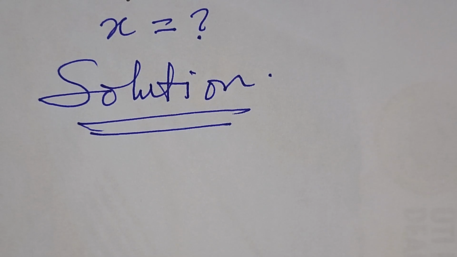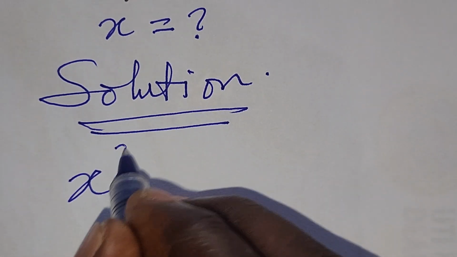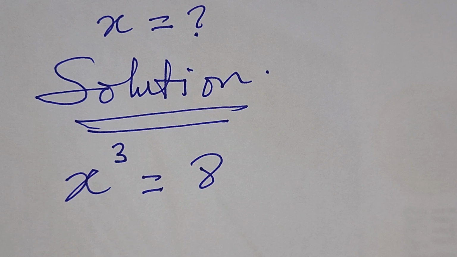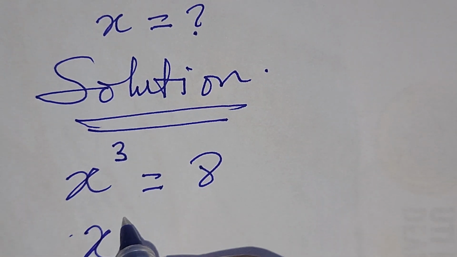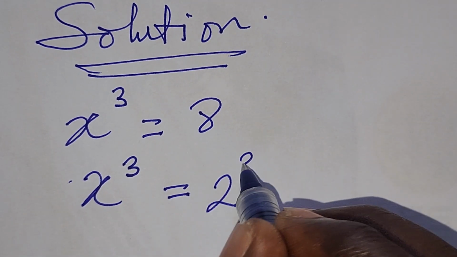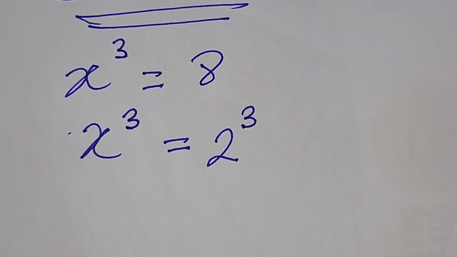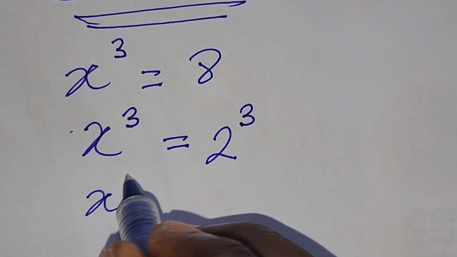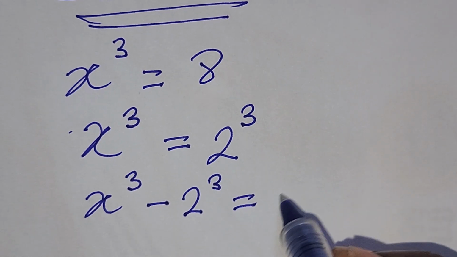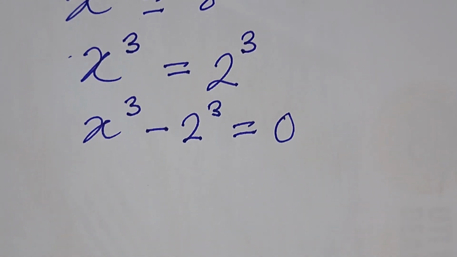All right. So the question is just x to the power of 3 equal to 8. Now I can rewrite it in base 2. In other words, we can have this as x to the power of 3 equal to 2 to the power of what? 3. As easy as ABC. So move this to the side of the equation. So this gives us x to the power of 3 minus 2 to the power of 3, yet the right hand side remains 0.